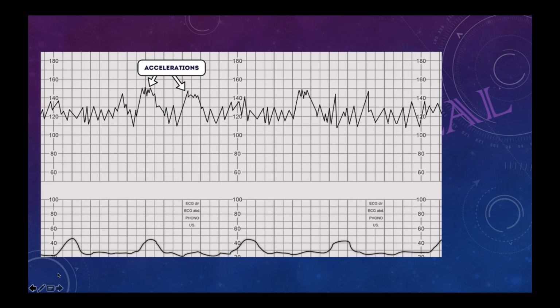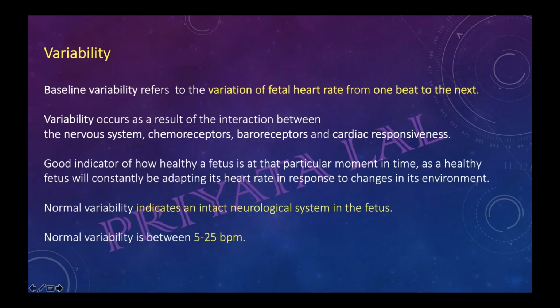Now, acceleration is easy to calculate. Coming to variability: variability is beat to beat variation, that means how much variation there is from one beat to another. It is the interaction between chemoreceptors, baroreceptors, and cardiac receptors.